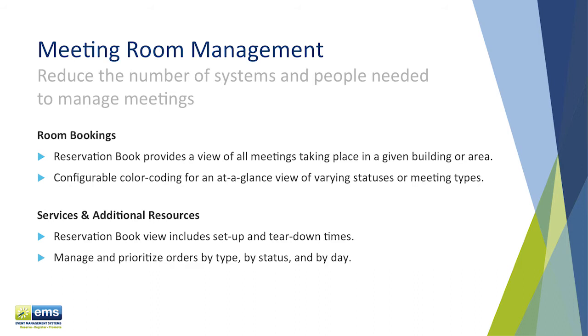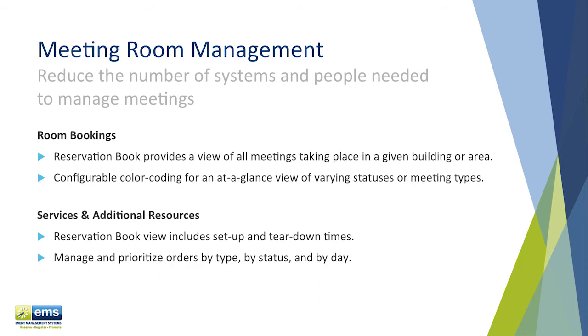Firstly, it can help you manage the room booking process. The Reservation Book provides a view of all meetings taking place in any given building or area, with configurable color coding for an at-a-glance view of varying statuses or meeting types. Additionally, you can manage all the services and resources attached to these room bookings. The Reservation Book view also includes setup and teardown times so that you can quickly and clearly see when rooms are actually in use and when they are being set up or torn down.